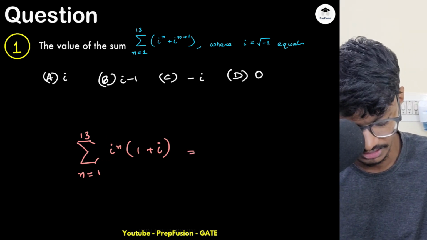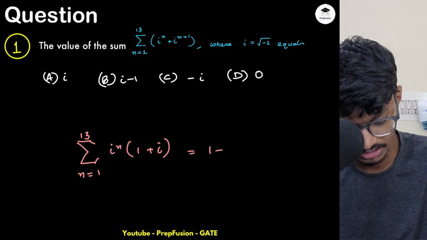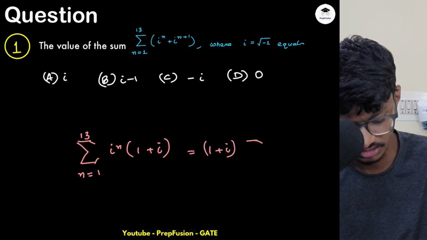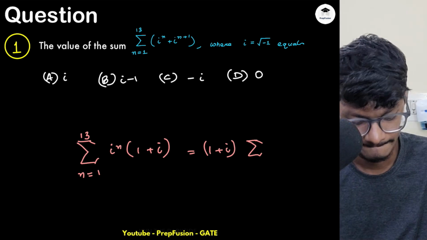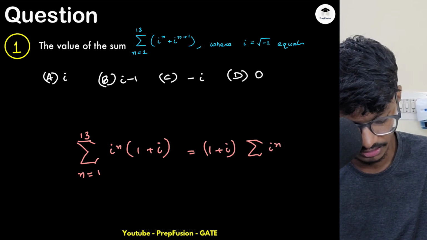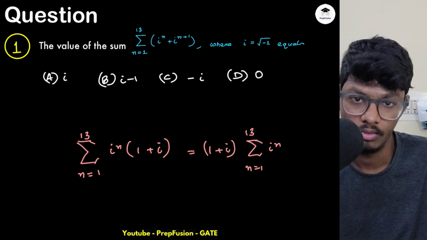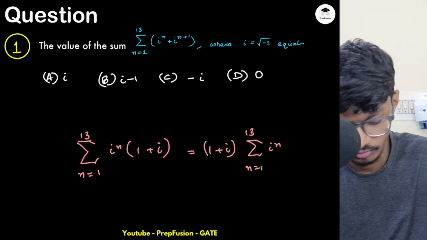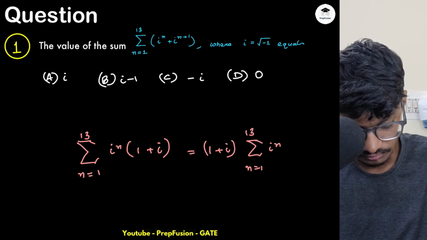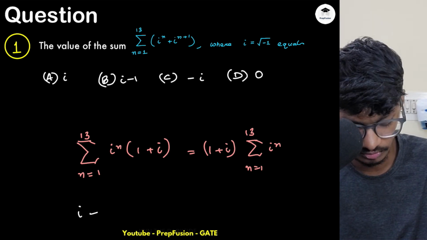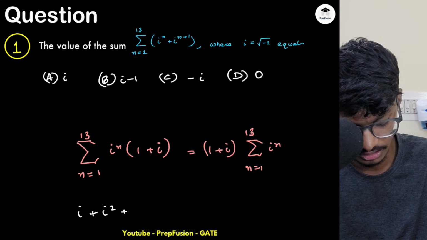So I can take 1 plus i outside the summation because it is just a constant. It will be multiplied with everything. This will be i raised to power n, and n is going from 1 to 13. Now let's write a few terms. Starting from 1, it is i raised to power 1 plus i square, then i cube.